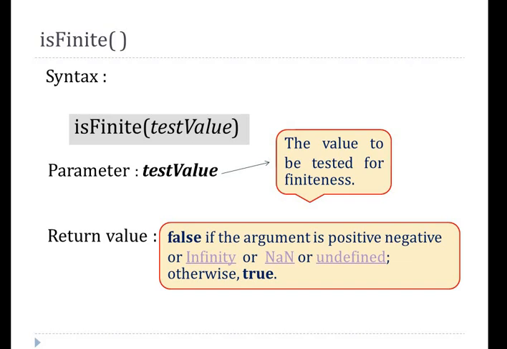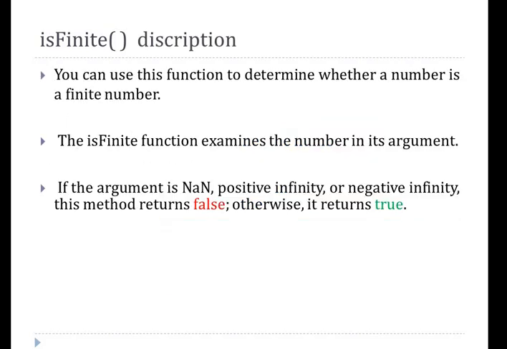Now what this function does is it checks for the finite state. If this value is finite, then it will return true. But if whatever you have passed as a parameter is positive or negative infinity, or it is not a number, then it will return you a false Boolean value. Okay, like that.